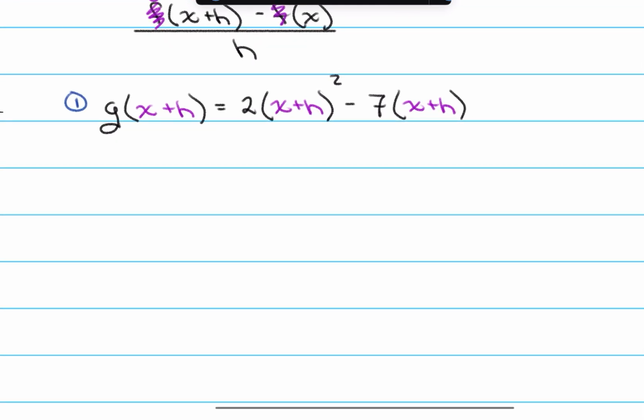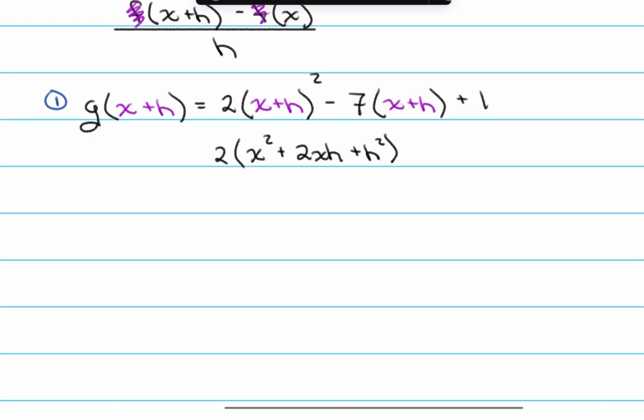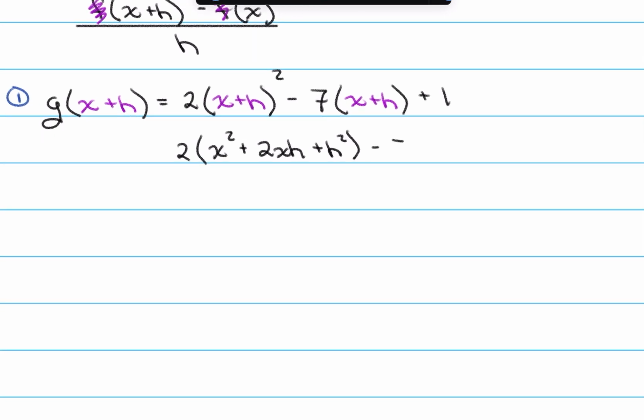So I'm going to keep the 2, but I'm going to multiply this, and remember there's a shortcut. I have x squared plus 2xh plus h squared. If you need to FOIL this, you are more than welcome to. All right, and I've got videos if you don't remember how to FOIL, but you're distributing because you're multiplying x plus h times x plus h. Okay, and then I'm going to say minus 7 times x plus h because I'm just doing one step at a time, plus 1.